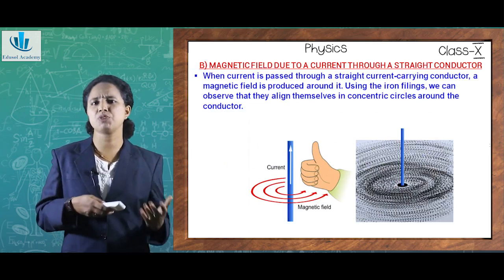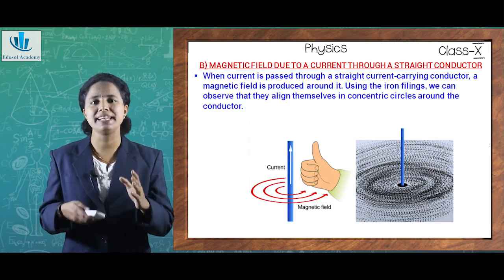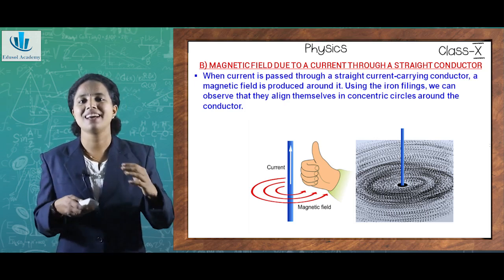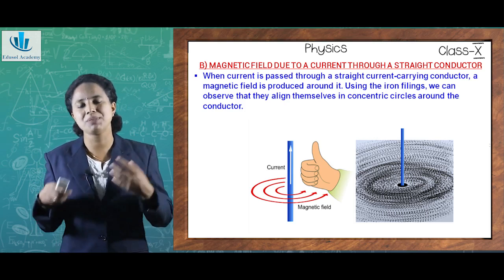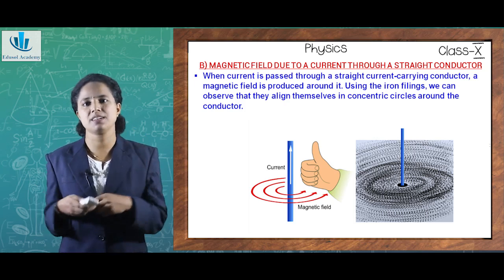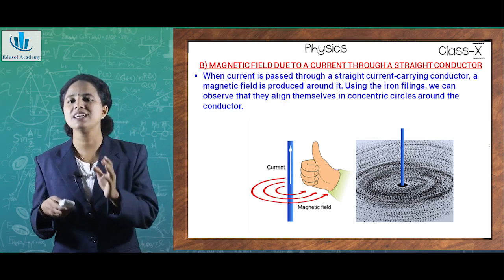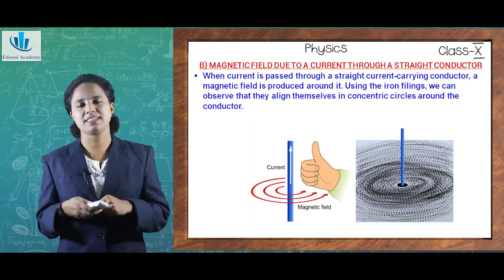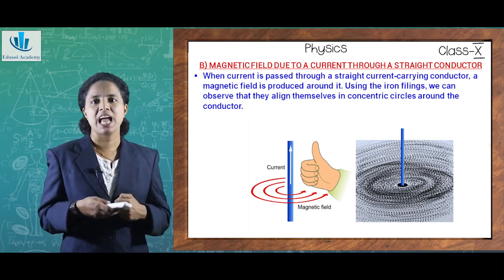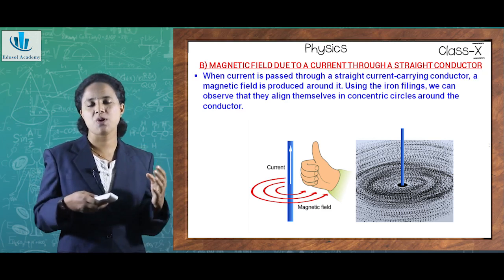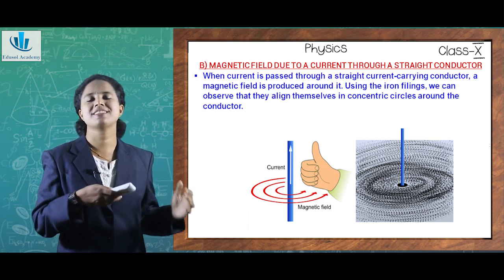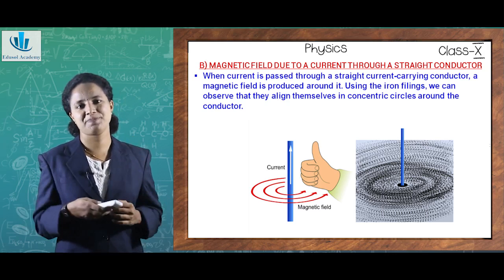Now, what may be the magnetic field due to a current through a straight conductor? Now, we discuss only a conductor, isn't it? A current carrying conductor. It can be a wire or something else. But what if we specifically say that it is a straight conductor? That is, the current is passed through a straight current carrying conductor. Of course, a magnetic field will be produced around it, isn't it? And if you use iron filings to draw the magnetic field lines, you can observe that they also align in concentric circles around the conductor.